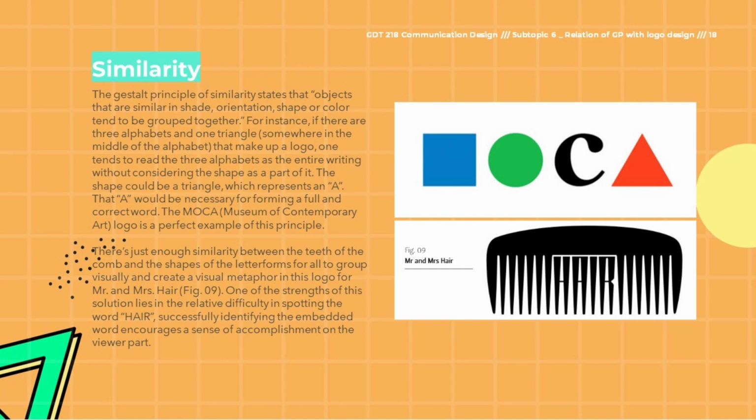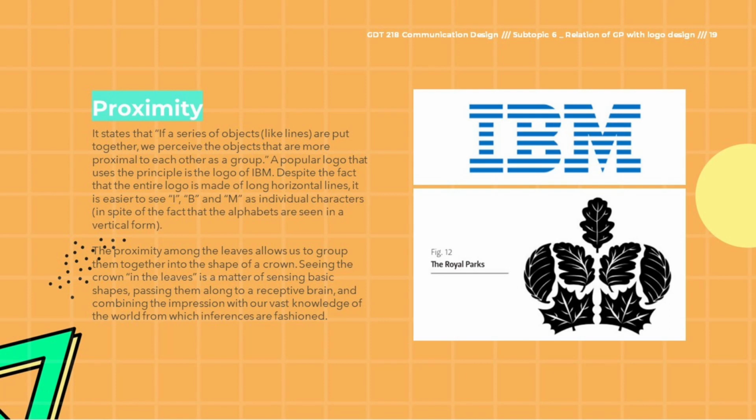The MoCA, Museum of Contemporary Art, logo is a perfect example of this principle. The proximity principle states that if a series of objects, like lines, are put together, we perceive the objects that are more proximal to each other as a group. A popular logo that uses the principle is the logo of IBM. Despite the fact that the entire logo is made of long horizontal lines, it is easier to see I, B, and M as individual characters, in spite of the fact that the alphabets are seen in a vertical form.